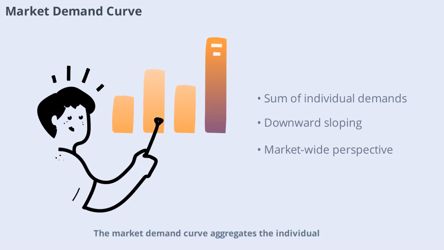Market demand curve aggregates the individual demand curves of all consumers in a market. It shows the total quantity demanded at each price point. To construct it, we sum the quantities demanded by all individuals at every possible price. The market demand curve is also downward sloping, reflecting the law of demand on a larger scale. This curve is crucial for businesses and policymakers to predict overall market behavior.